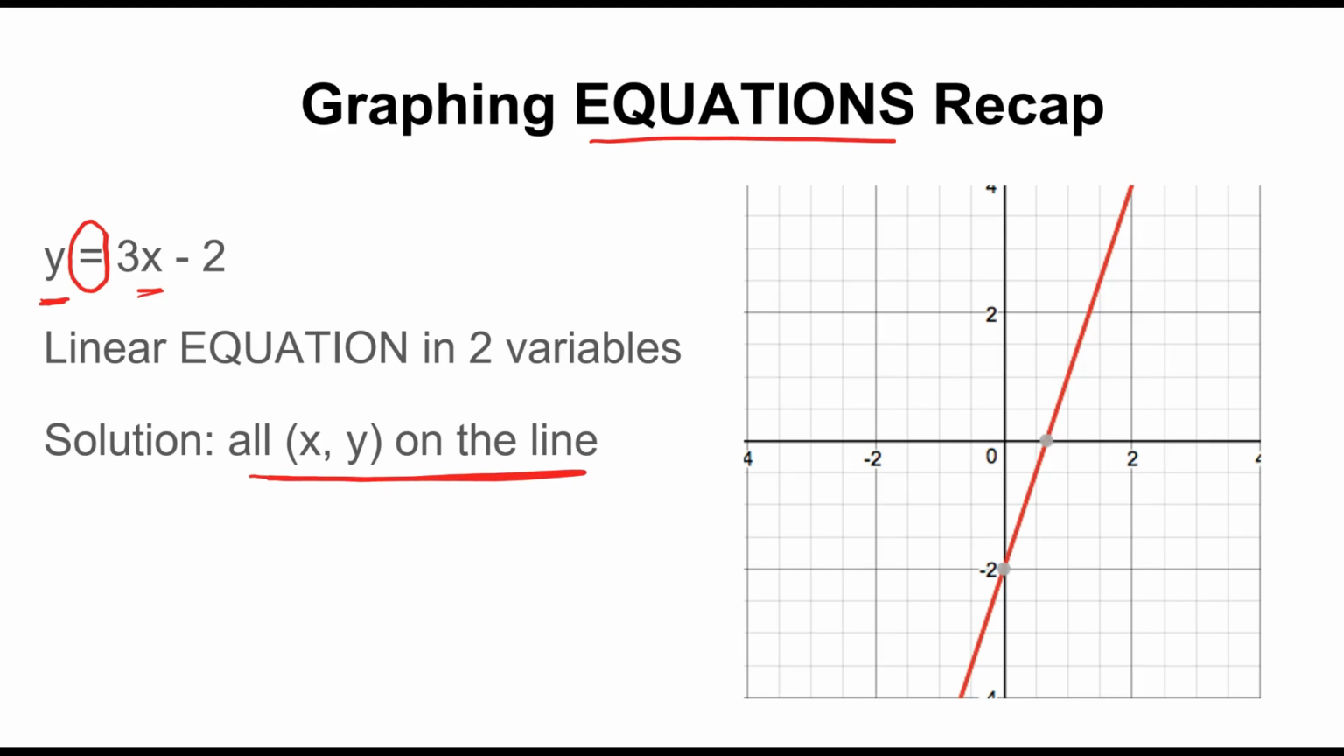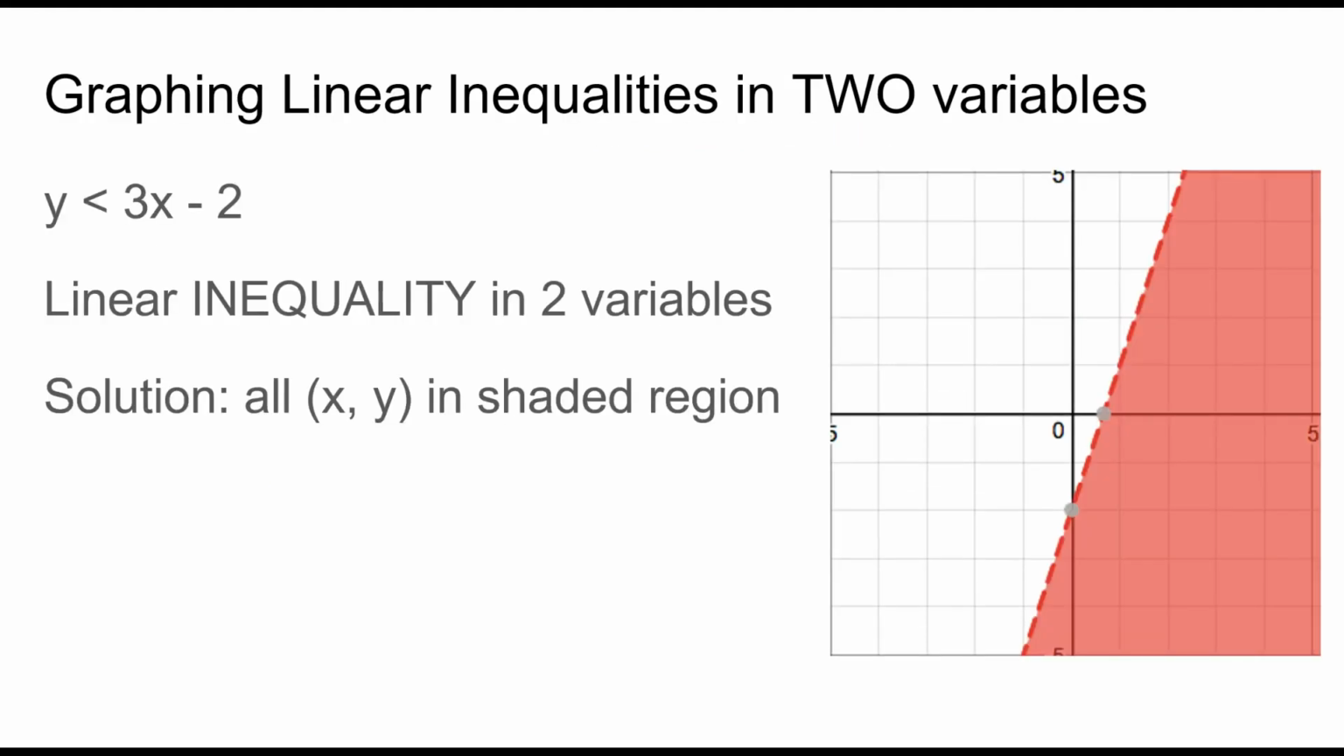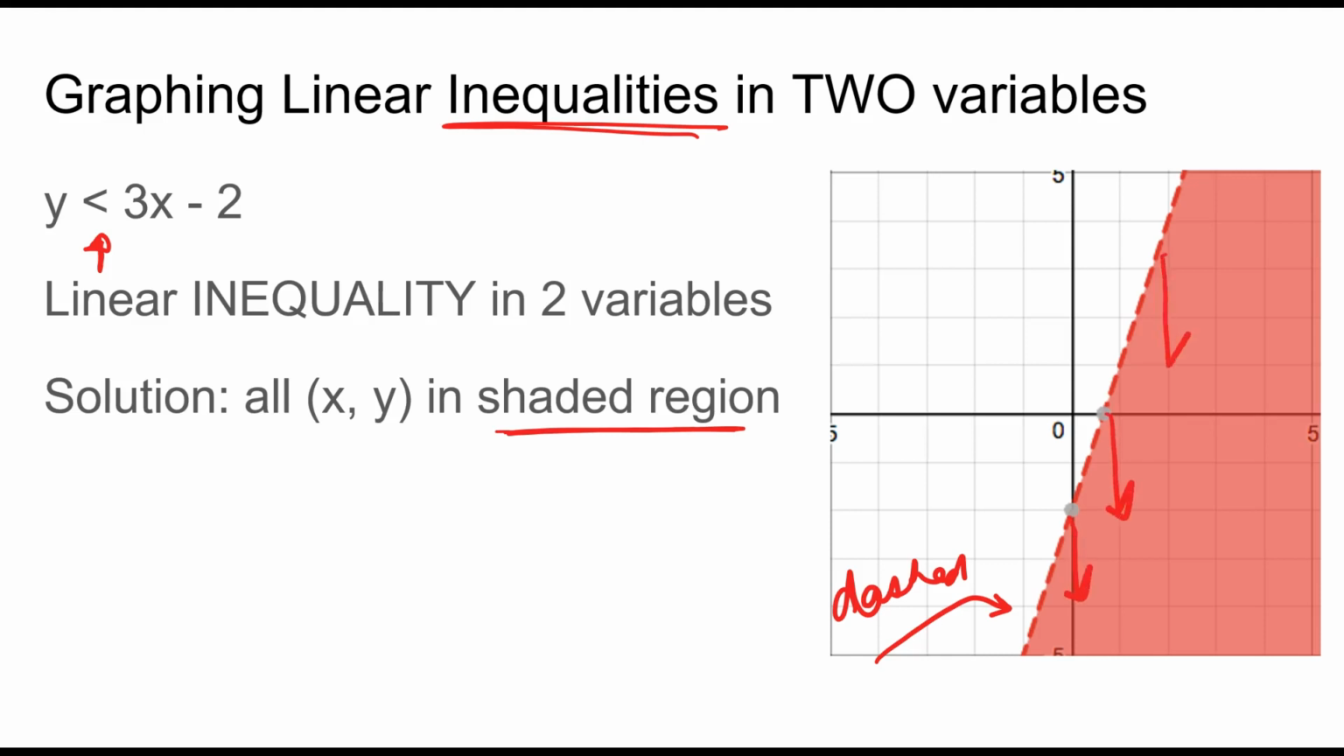Well, we're going to start talking today about graphing linear inequalities. So in between is not going to be an equal sign, but an inequality. What I want you to notice here is that the solution is in the shaded region. Also notice that that is a dashed line. That means the solution is not on the line. And because it's a less than symbol, we would shade below the line. We're going to learn how to do that in this video.